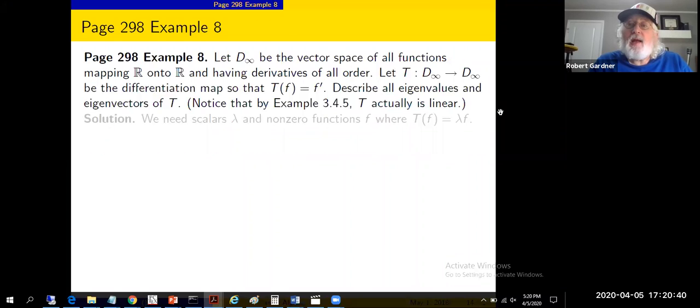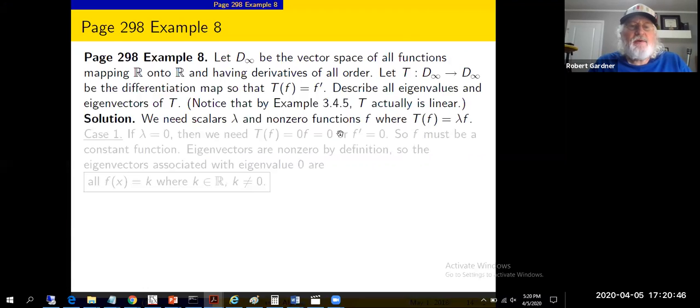All right, and we'll follow our nose and see what happens. Okay, they want eigenvalues and eigenvectors. So we're looking for scalars lambda and non-zero functions f, where the transformation applied to f is just some multiple of f. That is, the derivative of the function is a multiple of the function. Now, if we word it like that, you've had calculus 2, that ought to sound a little familiar. Do you think of any functions that when you differentiate them, you get a multiple of that function?